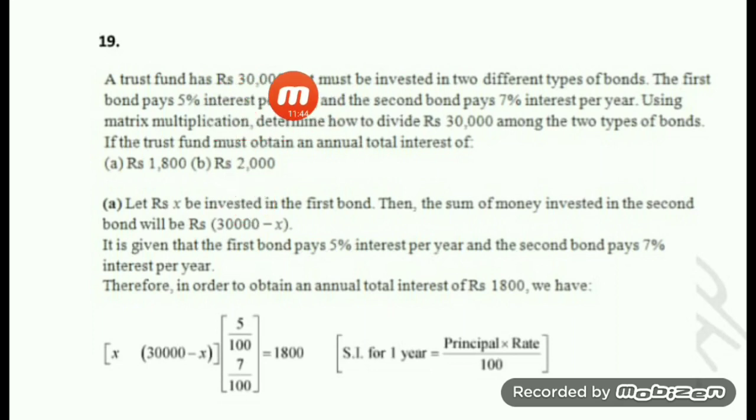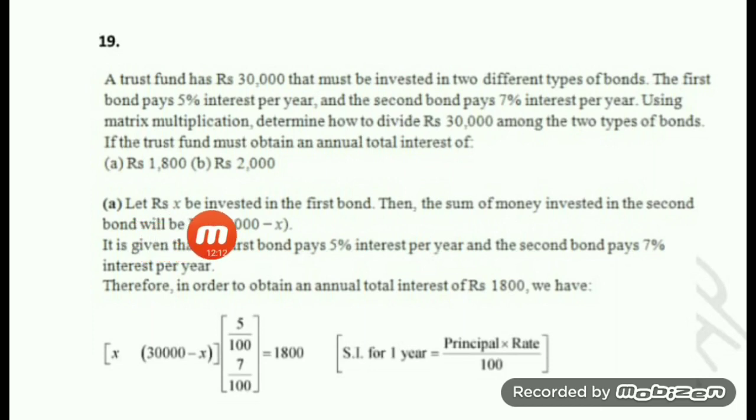You have to divide 30,000 into 2 bonds. One gives the percentage equal to 5%. 5% means, if you write it in terms of fraction, it can be written as 5 by 100. Out of 100, it will be 5. Similarly, 7% can be written as 7 by 100 in terms of fraction. Then after that, we just divide it. Suppose one of the parts contains x rupees, and then the other part will contain what? 30,000 minus x. Like that we have written.